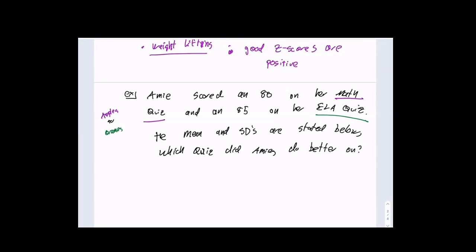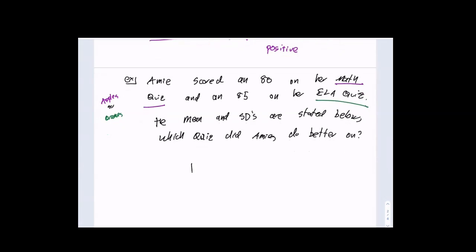ELA seems like the obvious answer. So why give that type of question if that's going to be the answer? So when this question is presented, you've got to think, well, they're trying to tell me that the ELA quiz is better, but I know that I need to look at the z-scores. So that doesn't mean that it's going to be math, but most likely it is.